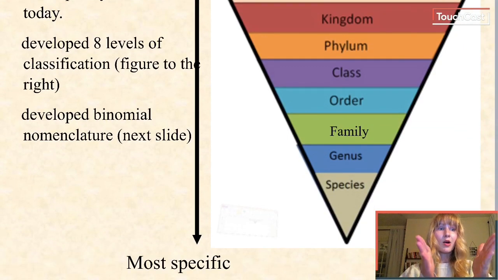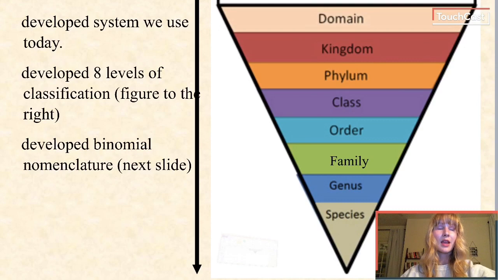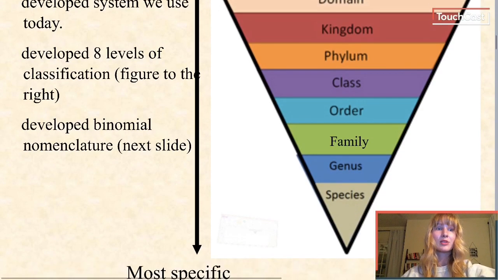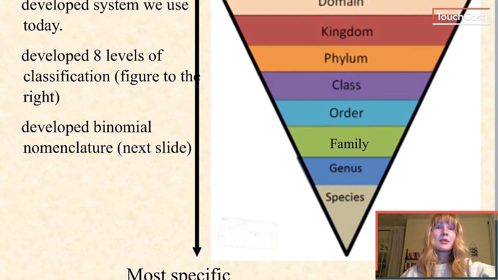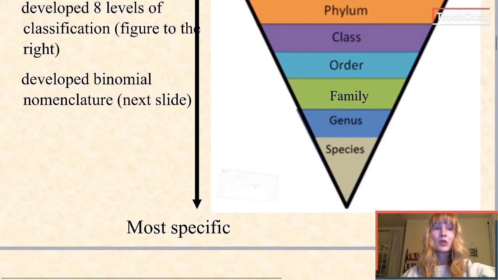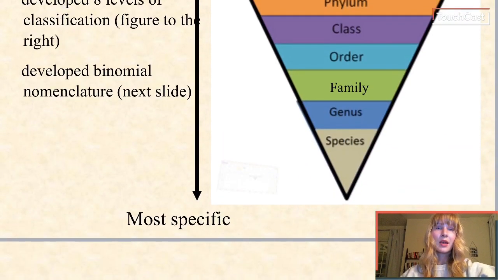And then species, all the way at the bottom, is the most specific. So you can see it goes domain, kingdom, phylum, class, order, family, genus, species. He developed these 8 levels, and then really 7 levels, and then we developed domain later. But for sake of simplicity, he developed these levels.